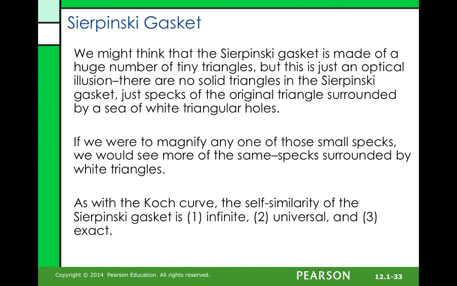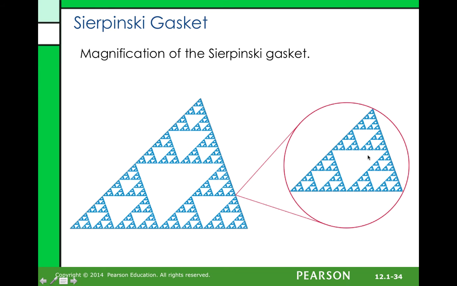As with the Koch curve, the self-similarity of the gasket is infinite, so you can zoom in or zoom out as much as you want. You will see the same thing, universal and exact. That's what all that means. Zoom in, zoom out as much as you want, you're going to see this exact same figure. Like if you pick this tiny little spot here and zoom in, you will see this. So zoom in or zoom out as much as you want. You will see the exact same picture that you started with.